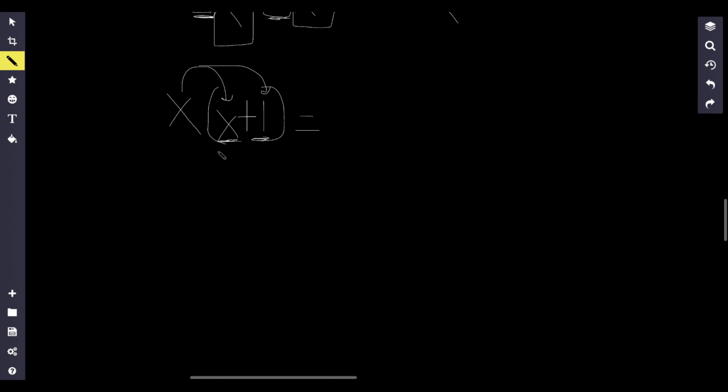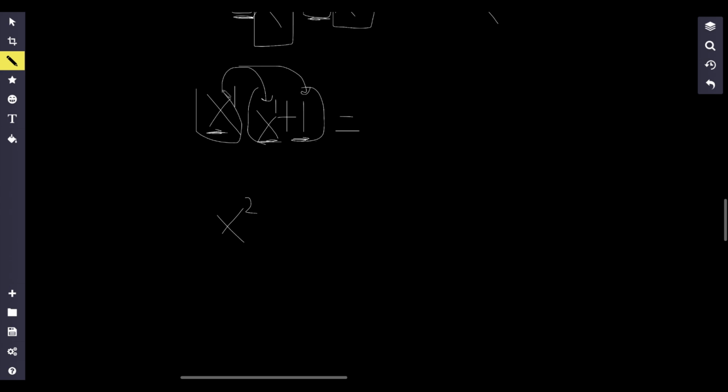So x times x gives me x squared. You can think about it as x to the first power times x to the first power. Well, you're just going to add up the exponents, right? Because you have the same base. So you're going to add up the exponents. Remember your exponent property, guys. And then you have x to the first power times 1, which is just x.